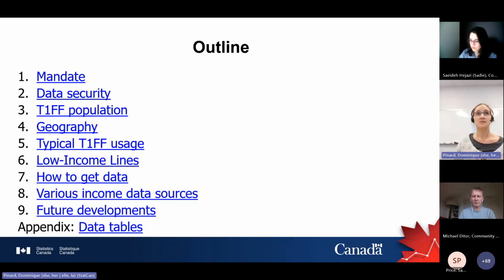Then I'll talk about the various income data sources that I mentioned at the beginning. And as usual, we are trying to make the product as good as we can, and as time evolves, technology and resources evolve. So I'm going to talk about the future development that we're planning for the T1 family file. At the end of this presentation, you'll see an exhaustive list of the TIFF tables that are available through the web. So if you're curious, you can definitely go there.